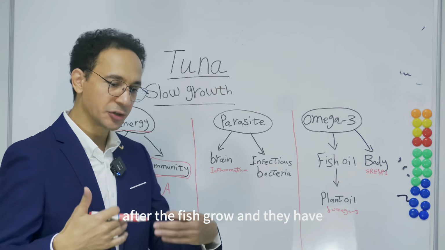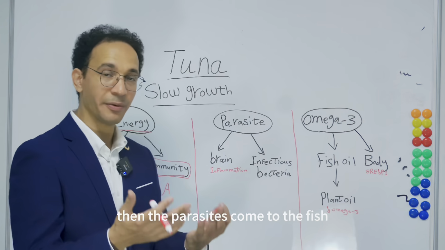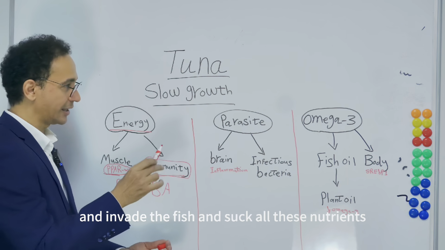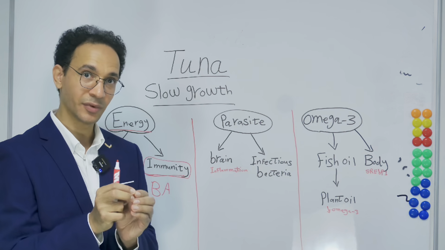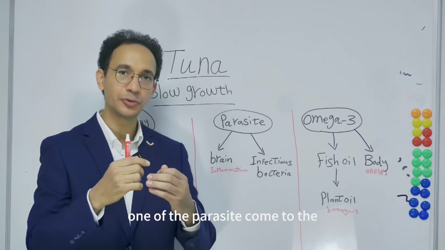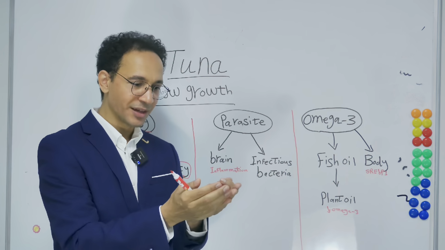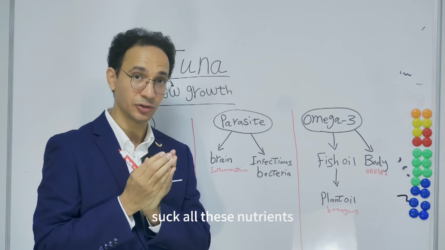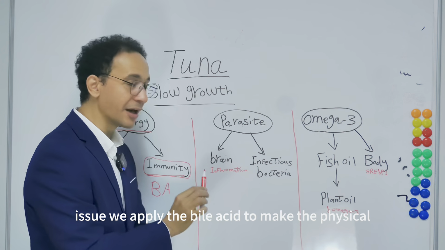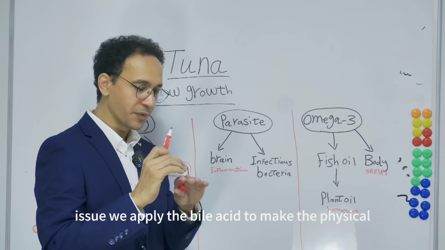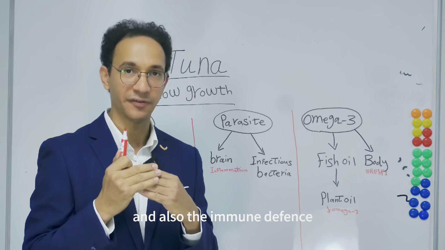After the fish grow and they have so many nutrients in their bloodstream, then the parasites come to the fish and invade the fish and suck all these nutrients. One of the parasites comes to the skin and penetrates the skin and then sucks all these nutrients. For this issue, we apply the bile acid to build the physical and also the immune defense.